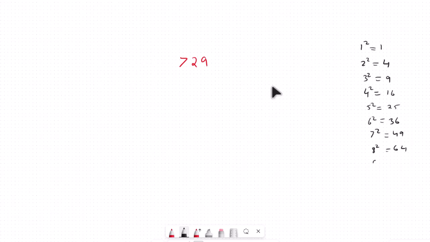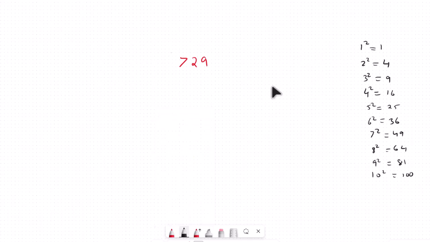So let's take 729. We want to find the square root of this number. What I'm gonna do first is write the squares of all numbers from 1 to 10. So 1 square is what? 1 times 1 is 1. Then 2 times 2 is 4. 9 times 9 is 81. And finally 10 square is 100 because 10 times 10 is 100. Okay, I'm just gonna keep it on the right so we can use that in our long division method.